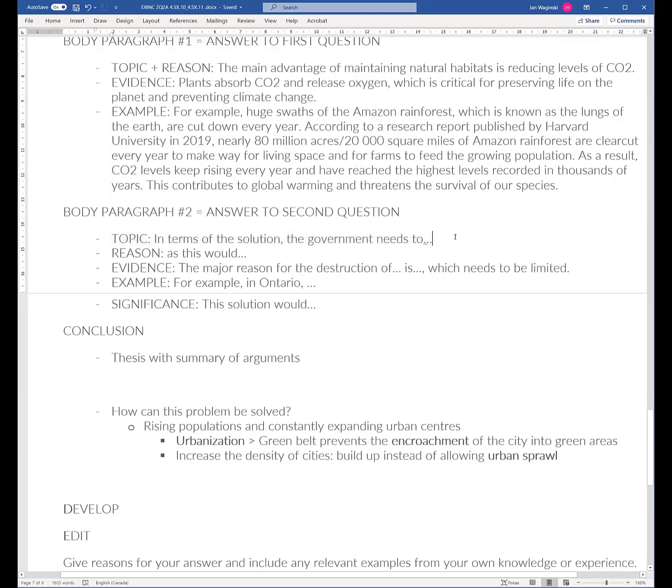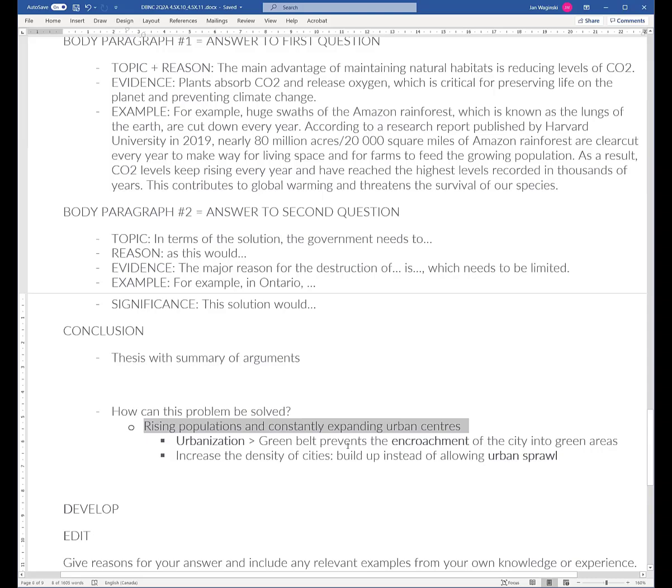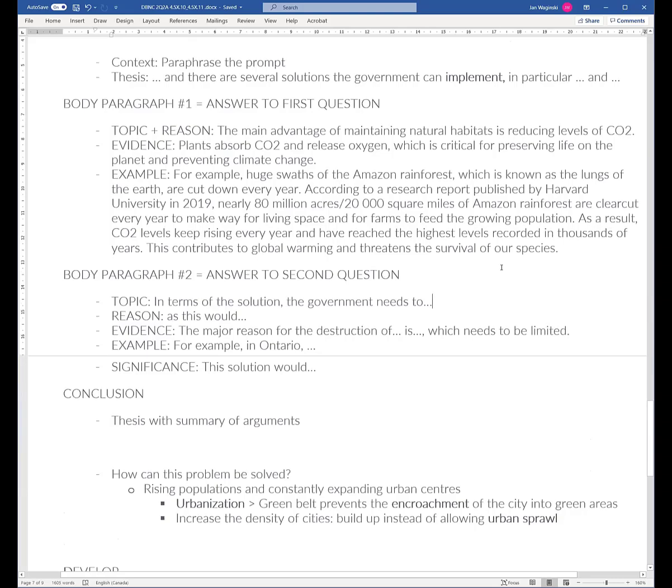Where did the suggestion of solution? How can the problem be solved? Rising population and constantly expanding urban centers. So these are the two problems that are listed in the prompt, and our solution has to address these problems. First of all, a green belt prevents the encroachment of the city, and the second thing is to increase the density of cities. Okay, so I will start with the solution.